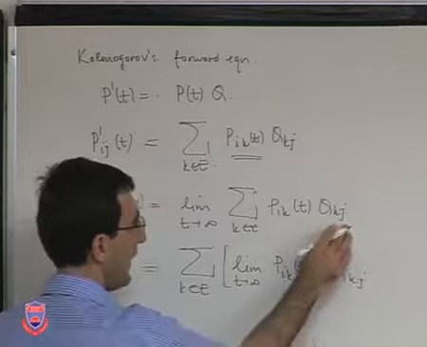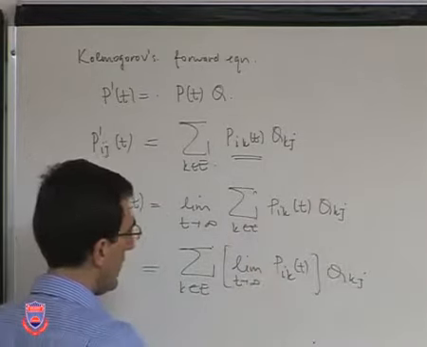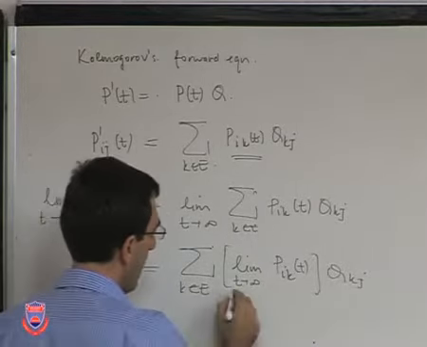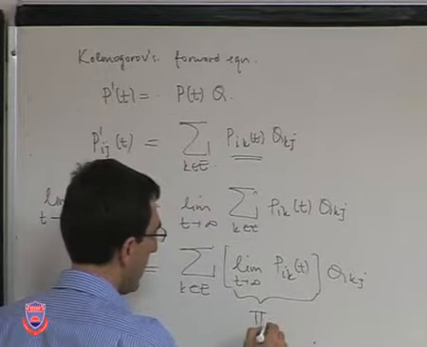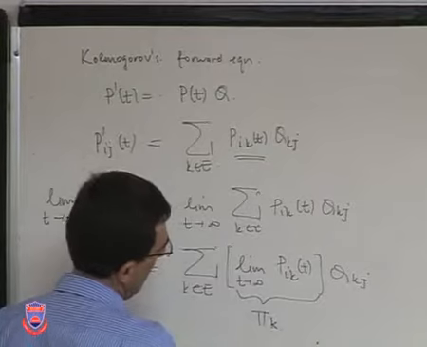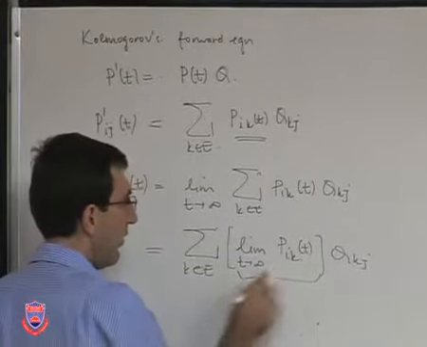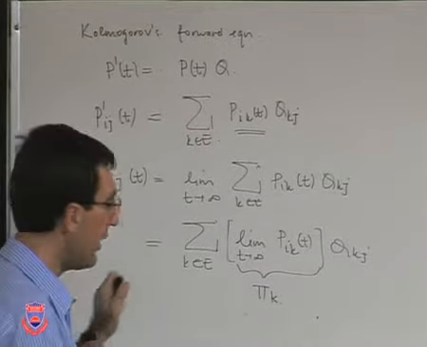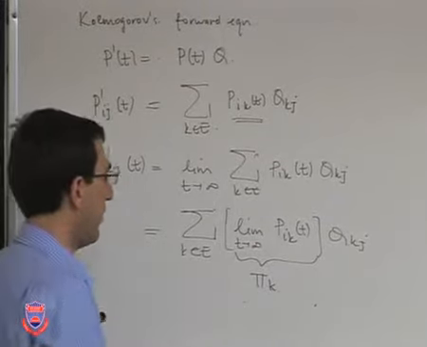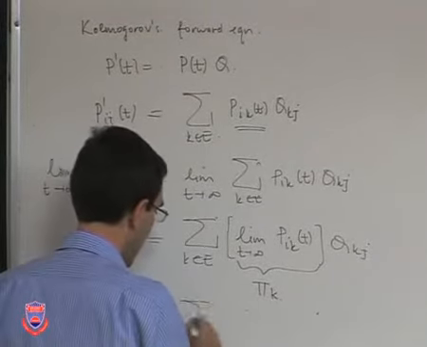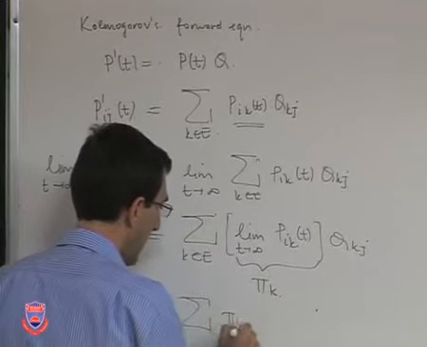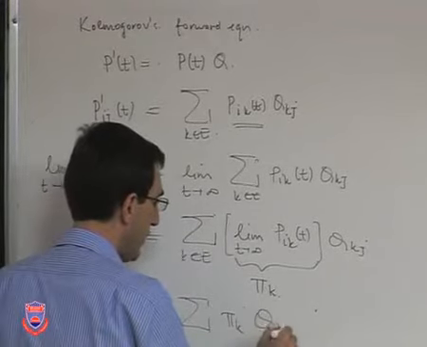The limit of this thing is what? Limit of this times this constant, which doesn't depend on t. Now, we assumed this not only exists, but also depends only on the state into which the chain is going to move. It is independent of i, the initial state. And therefore we get what? We get pi k times q kj.